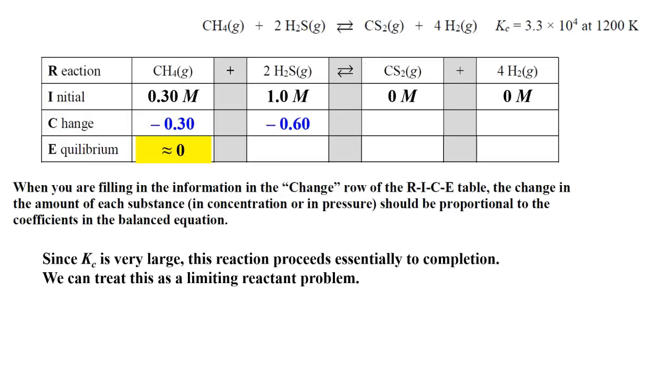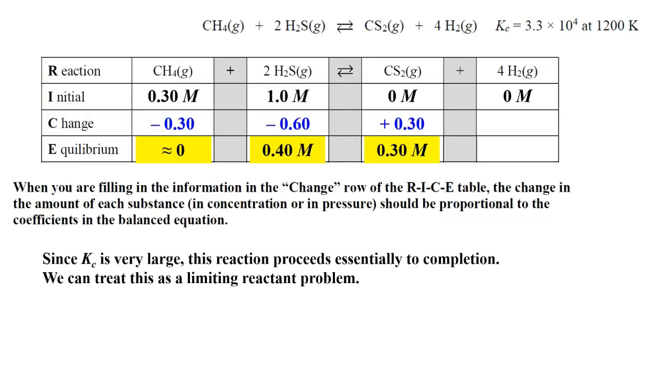So the H2S is not the limiting reactant because there is still an excess amount of H2S that would remain if this reaction proceeds essentially to completion. So what I have so far is at equilibrium, the concentration of CH4 is very small, approximately 0. The concentration of H2S, which was reduced by 0.6, is now 0.40 moles per liter. Let's consider what happens for the products. So I have to increase as opposed to decrease the concentration. So it's going to be plus 0.30 because it has a coefficient of 1. Again, that coefficient of 1 matches the coefficient of CH4, which is also 1.